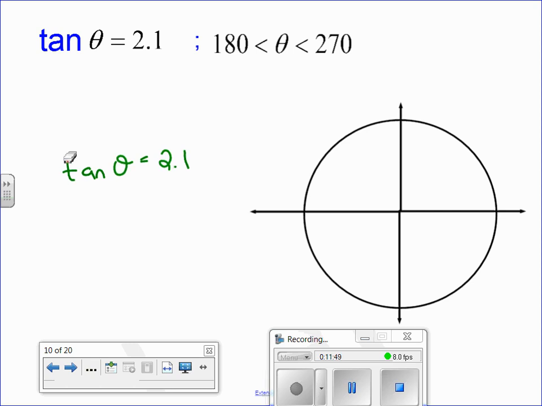What quadrant do we want our final answer to live in? Quadrant 3, because 180 would be here and 270 would be here. All right, let's do a tangent inverse on both sides. So tangent inverse both sides.